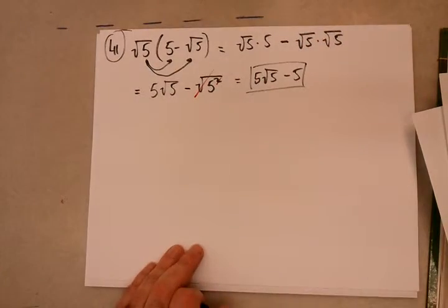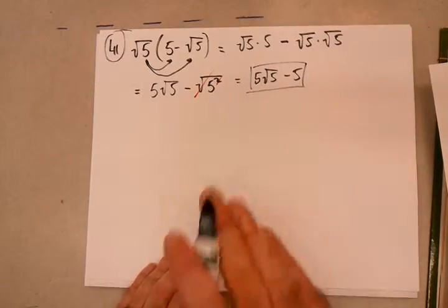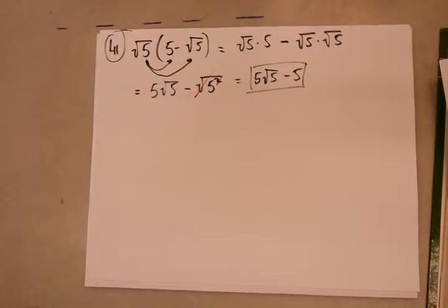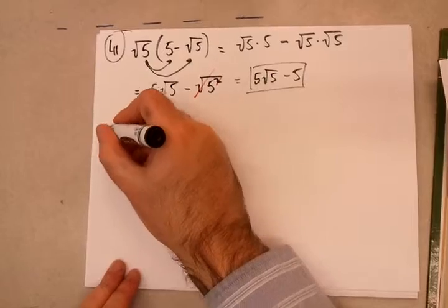We can't combine a term that has a root 5 and a number that has no root at all. So yeah, they're not like terms. So that's about it. And the last problem I want to do is 43.